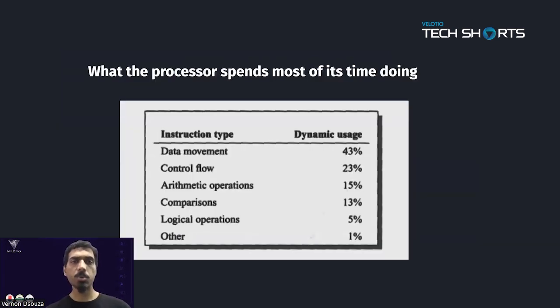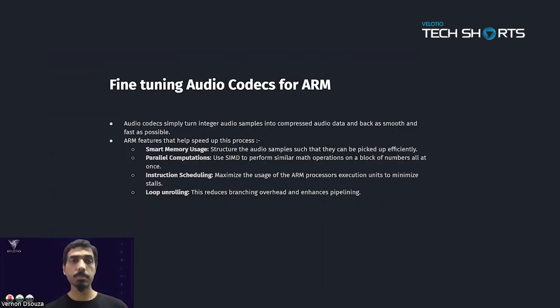To speed up the code, we need to understand what a processor spends its time doing. If you look at any ARM assembly code, you will see the following. Most of the time is spent in data movement, control flow, and math calculations. Improving our code for these operations will have a large impact on performance.